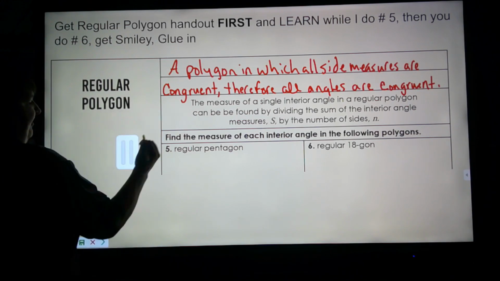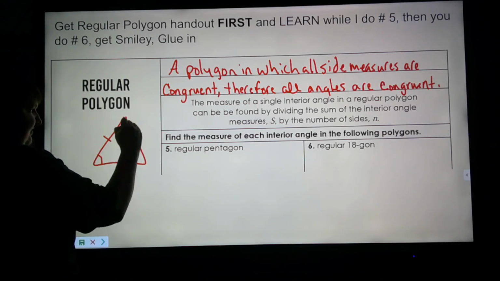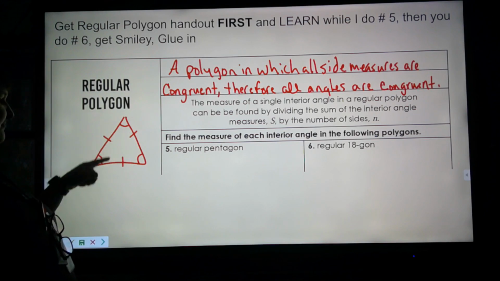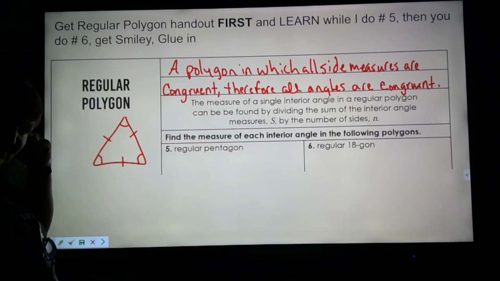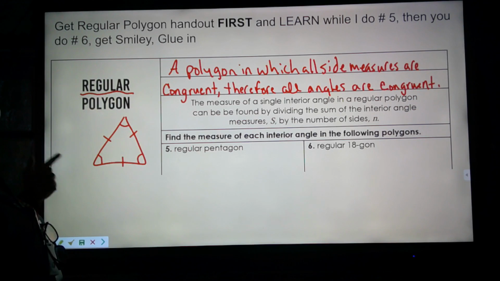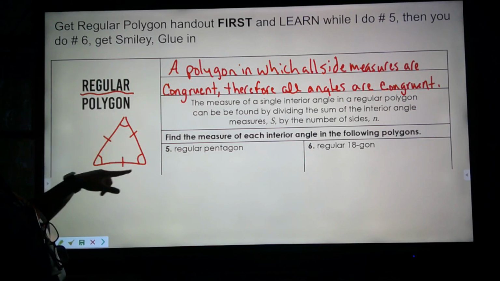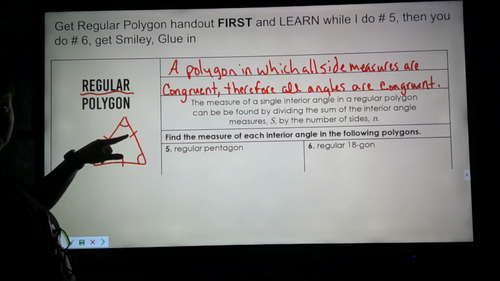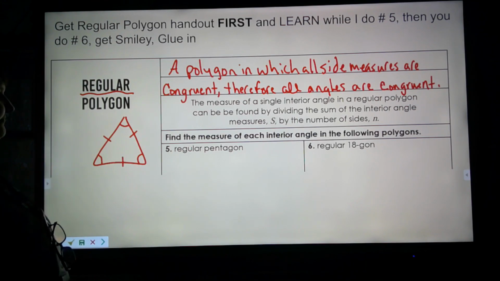I shouldn't have done it that way. I should have done it like this. Let's be mathy. If all of the side measures are equal, then all of the angles are equal. This is useful information. This is what the regular means. It's a key word that you should be looking for that tells you that everything is regular. All the sides are regular, the same. All the angles are regular, the same, equal, right?